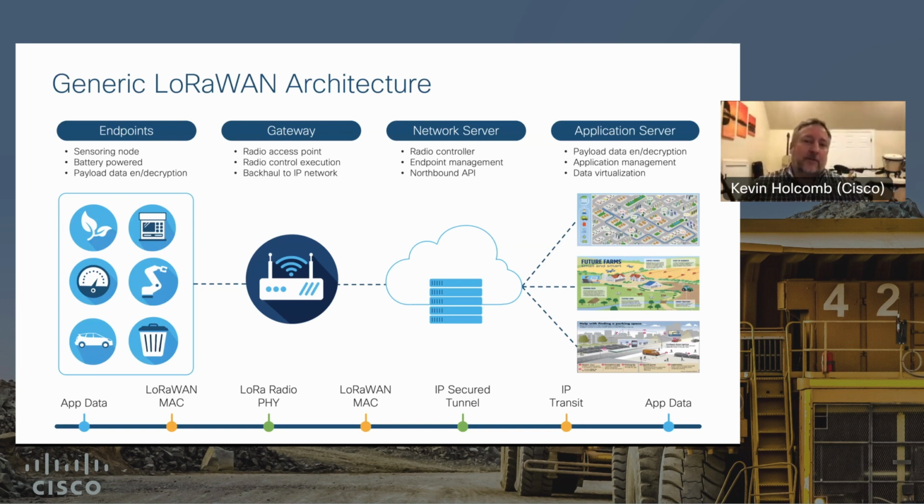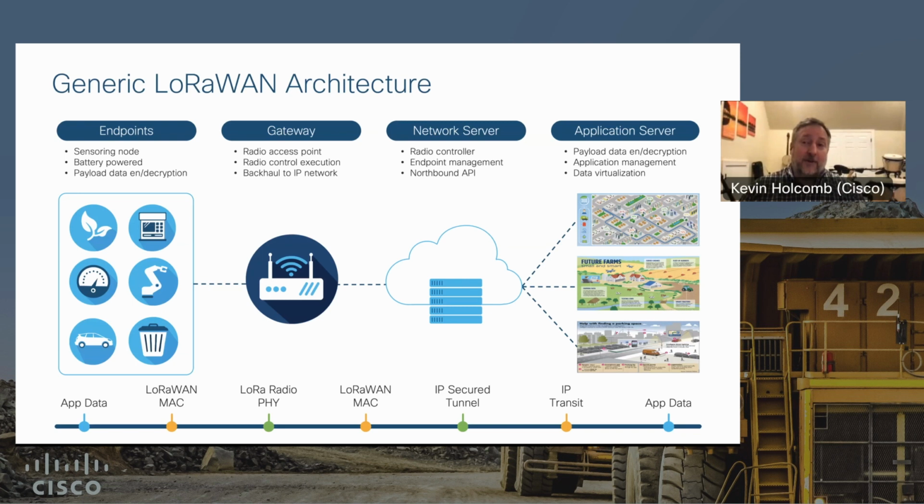And then you have the network server, which I would call the brain of the operation. It's similar to a wireless LAN controller in Wi-Fi, or Call Manager for collaboration. It's the device that figures out who can get on the network, which gateways and which sensors can get on the network. It negotiates session keys so the data can be securely encrypted. It also does deduplication.